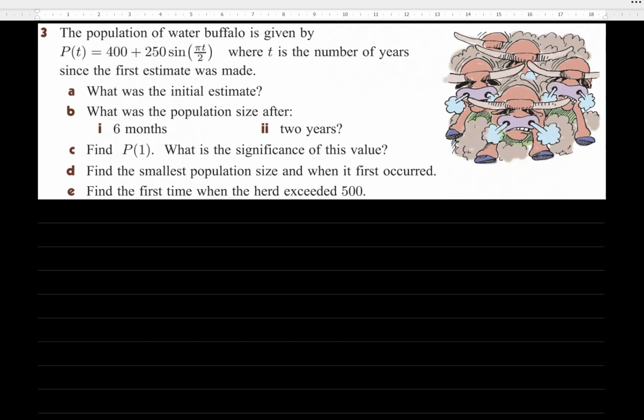Okay, let's have a look at question 3. Again, we're going to use our graphics calculator to help us here, but also our basic knowledge of our functions. So we've got population of water buffalo. T is the number of years since the first estimate was made. What was the initial estimate?